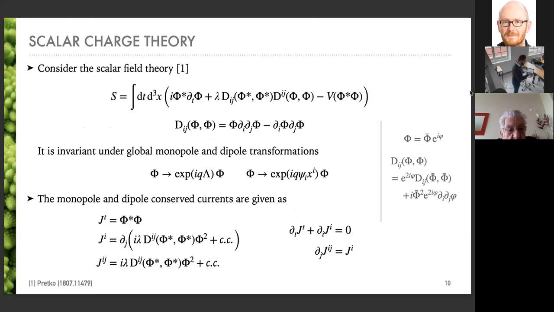okay, so now I am ready to give you a concrete model. This was due to Pretko in 2018. So this is like a particular scalar field theory. This is not the unique field theory that you can write down for a scalar with these symmetries. This is just a prototypical example.